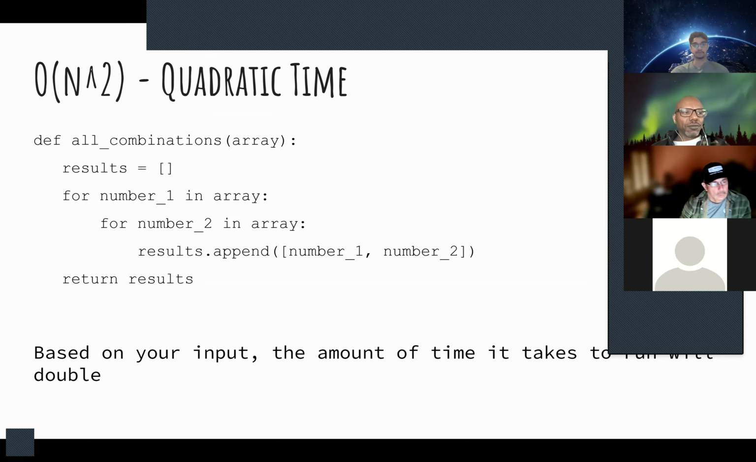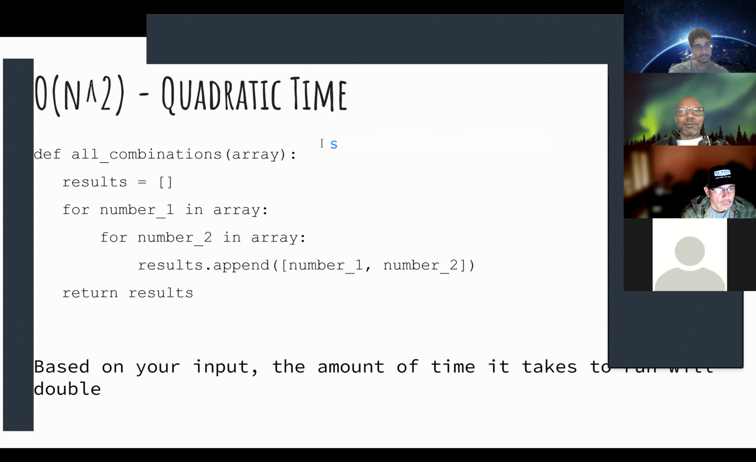Okay, so let me fill out my annotation. Let's say that array, oh, no, I can't spell. Okay. Array is going to be, let's say, 1, 2, 3, 4, 5.